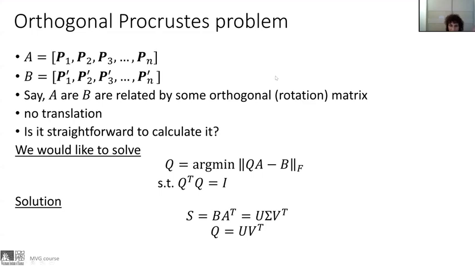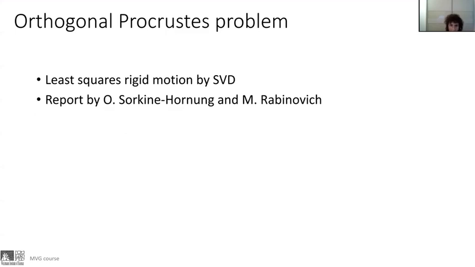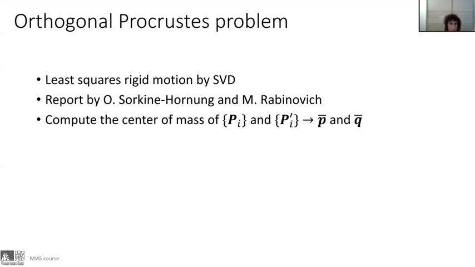But in practice, I have also translation. So what I'm going to do, I can let you have the report made by Olga Sorkin and Michael Rabinovich that explains very nicely how to do this if you have also translation, not just rotation. So they say the following, and they show that you take Pi and Pi prime, okay? And you take the center of mass of each of them. By the way, maybe it's a bit confusing. Here, Pi and Pi prime are not cameras, they're just points. Sorry for the confusion.